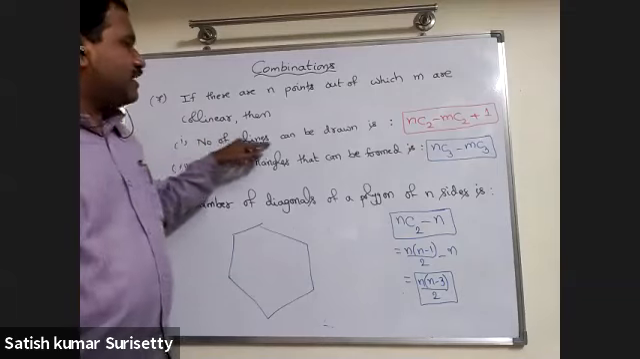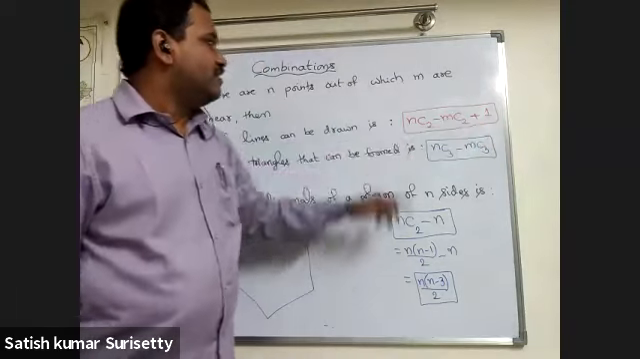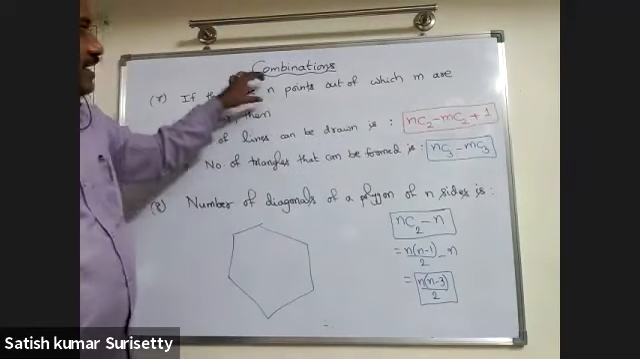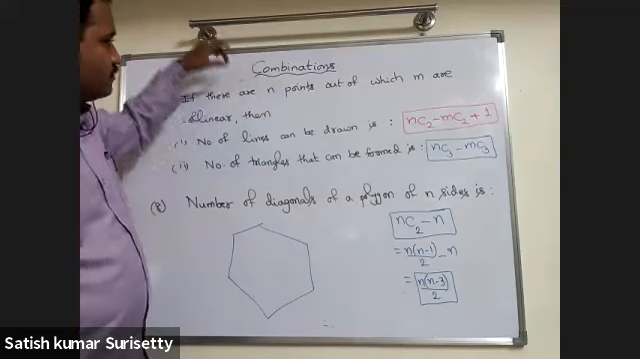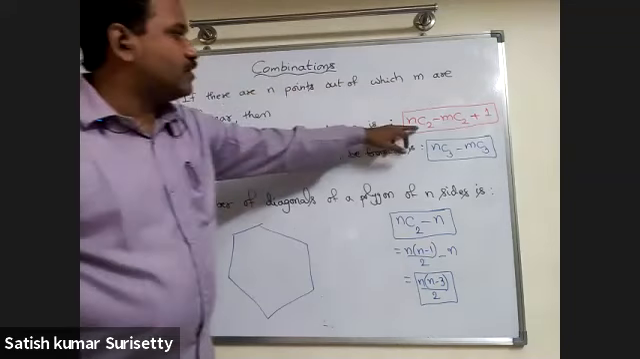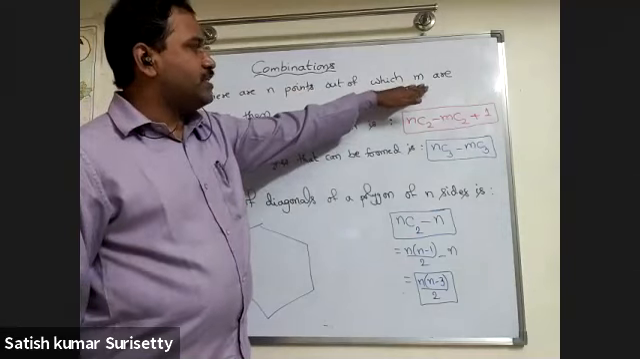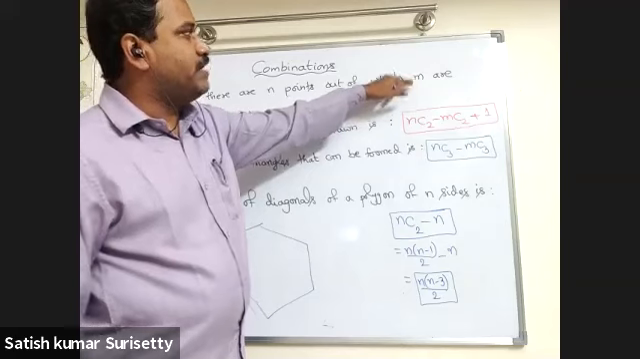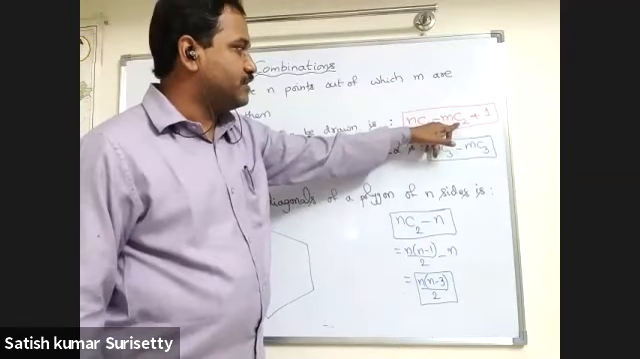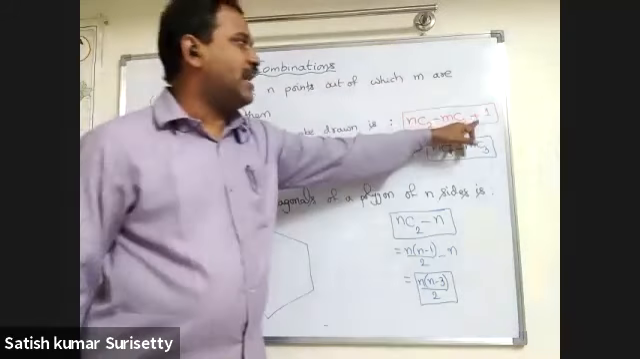The number of lines that can be drawn is nC2 minus mC2 plus 1. Why nC2? Because you have n points, and to draw a line we require 2 points. So the number of lines obtained is nC2, but in that, m points are collinear. So all the m points form only one line. So I should subtract the number of lines obtained from m points, that is minus mC2. And when I am subtracting, the line itself also gets eliminated. So I should add 1.